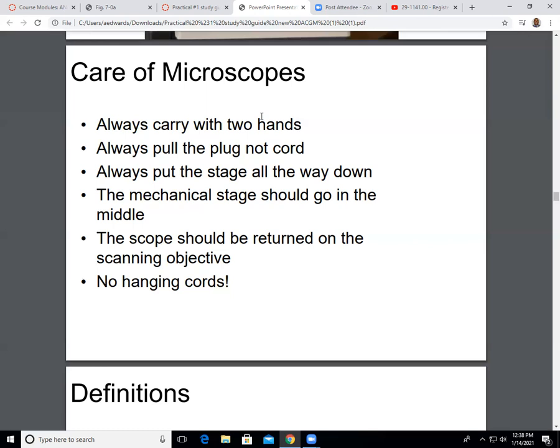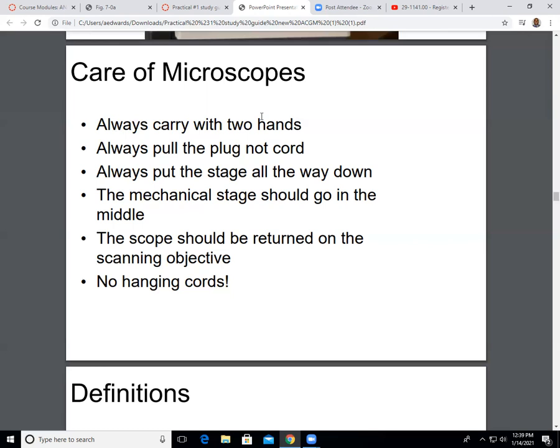Scope should be returned to the scanning objective, and we'll show you which one that is in just a minute. No hanging cords. So you see this set up like this, and I ask you, all right, is this microscope stowed correctly? What would your answer be? No, why? Cords just hanging out, okay?